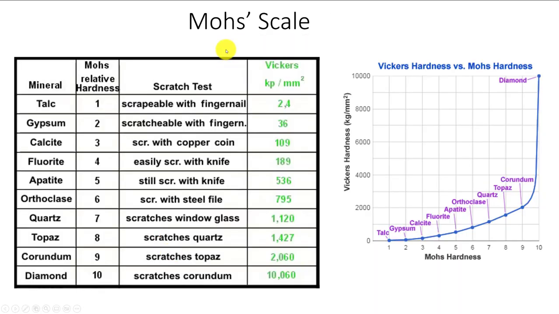Now, when we talk about the Mohs scale, this is a scratch test. We could have different minerals, talc being the softest, diamond being the hardest, so a scale from 1 to 10. It's not so much a linear progression of the minerals, but it does let us see relatively how hard something is compared to each other. So diamond is going to be very hard.